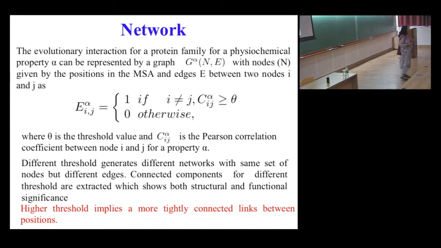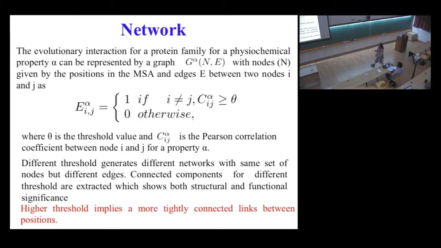So now we'll be constructing the network. How do we construct a network? We take a property, and the graph is made up of the nodes, which are the positions in the multiple sequence alignment, which is 248 in number. So length is 248. Then the edges, E, are between the two nodes I and J, and I is not equal to J.